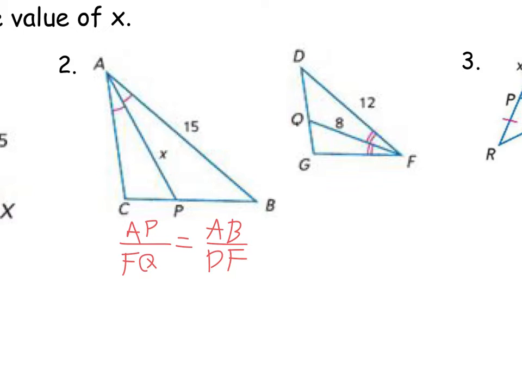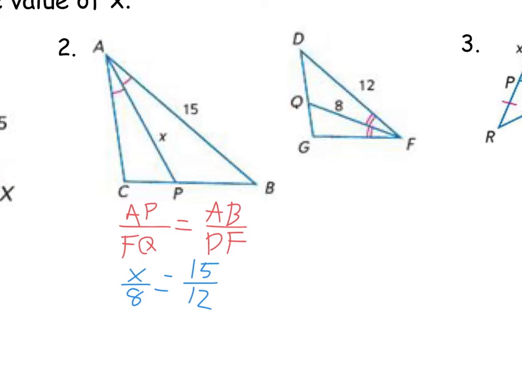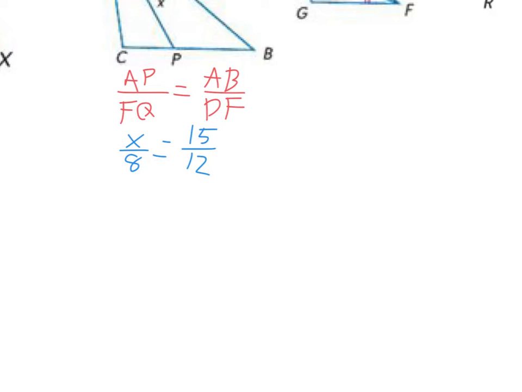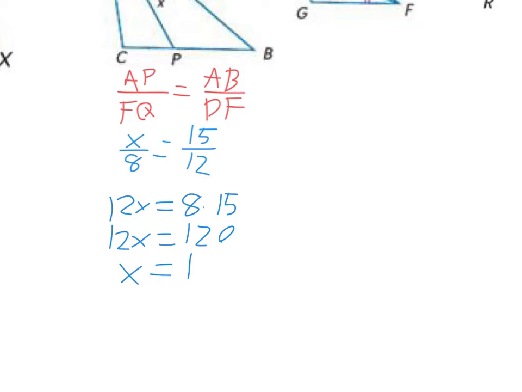Plug in what we know. Well, we have x over 8 must be equal to 15 over 12. Cross products. 12x equals 8 times 15, or 12x equals 120, or x equals 12. No, not 12, 10.